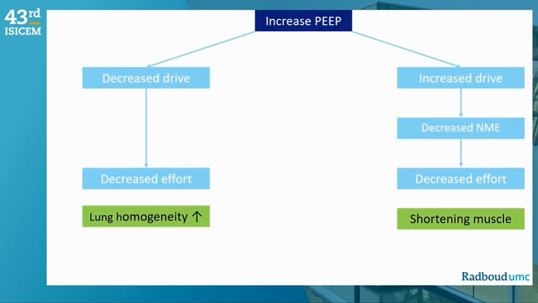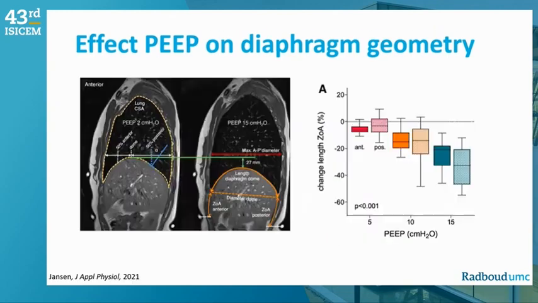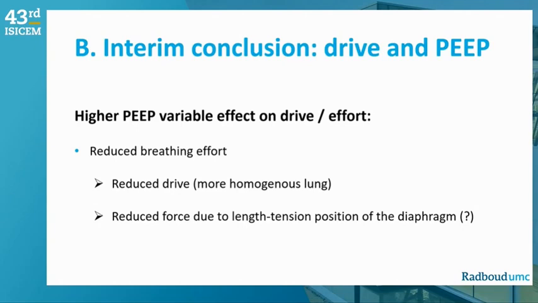neuromuscular efficiency. For this reason, this is the diaphragm, right? And you know, for every muscle, there's an optimal length for muscle contraction. If the muscle is overstretched, you can generate less pressure. If the muscle is too short, you can generate less pressure as well. We have shown in patients with MRI that increasing the level of PEEP shortens the muscle. So if the muscle becomes shorter with PEEP, the muscle becomes less efficient, and you can generate less force.